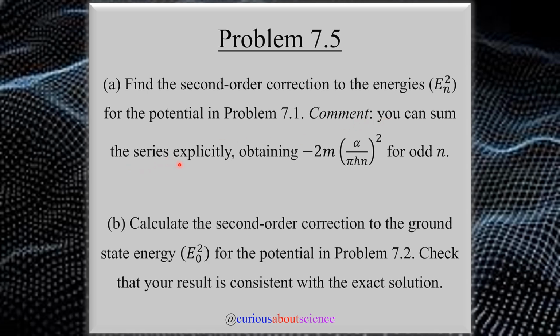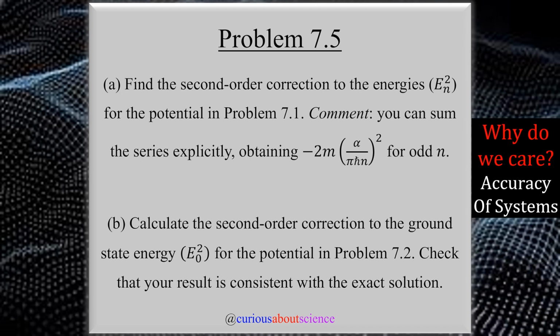You can sum the series explicitly obtaining -2m (alpha over pi h bar n) squared for odd n. Part B. Calculate the second order correction to the ground state energy E02 for the potential in problem 7.2. Recalling that was dealing with the harmonic oscillator. Check that your result is consistent with the exact solution. And if you recall, that exact solution looks something like a power series with the square root that we dealt with.